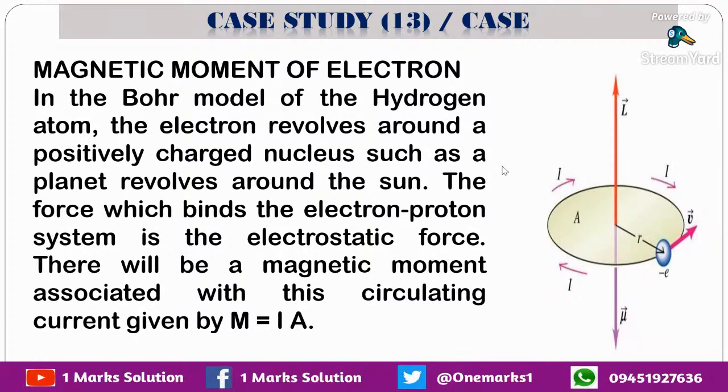And the direction of the dipole moment. Why is the dipole moment there? Because of the current loop. Now the orbit is considered as a current loop, and the current loop will behave as a magnetic dipole. That is very important. Why does it behave as a magnetic dipole?